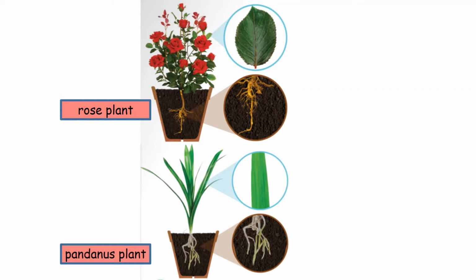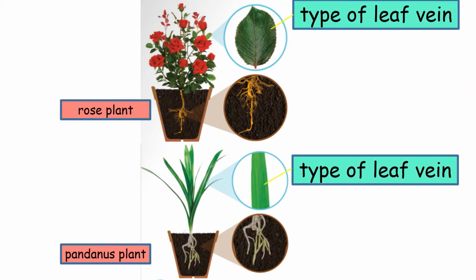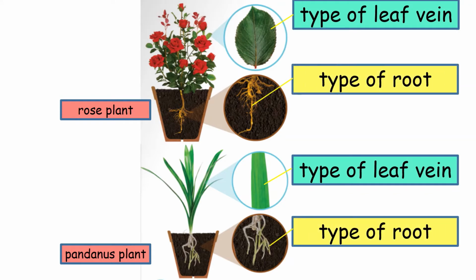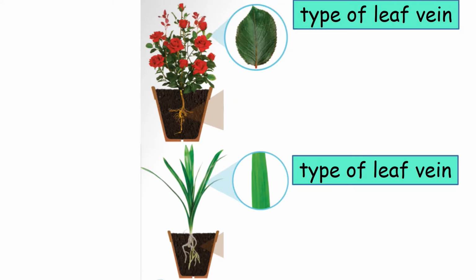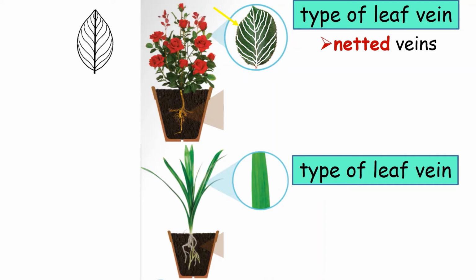Different plants also have different types of leaf vein and root. This is the leaf of a rose plant. This leaf has netted veins. On the other hand, the leaf of a pandanus plant has parallel veins.